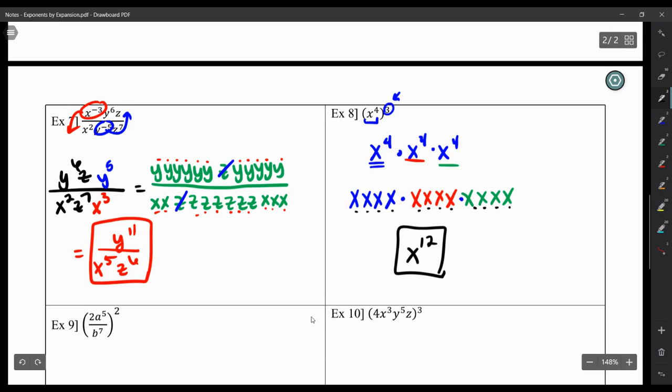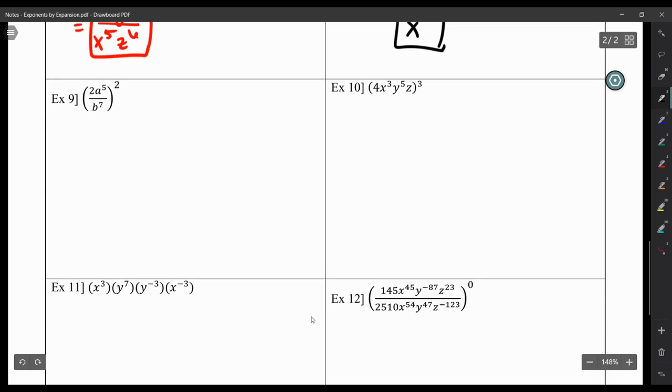Now, does that work the same with fractions? Yes, it does. So if you have, again, this 2 on the outside is telling me that I have 2 of these fractions multiplied together. So 2a to the 5th over b to the 7th times 2a to the 5th over b to the 7th. And again, I can break this down further. This first fraction is 2 5a's over 7b's.